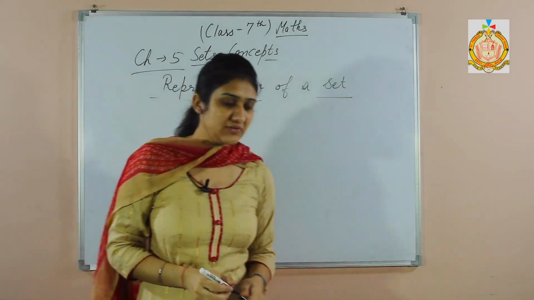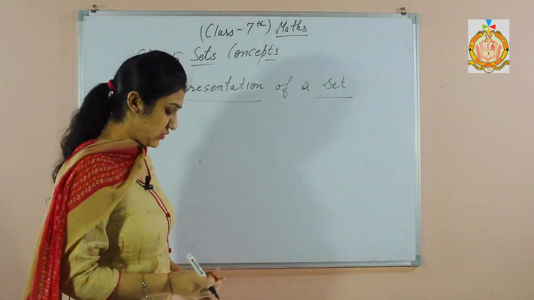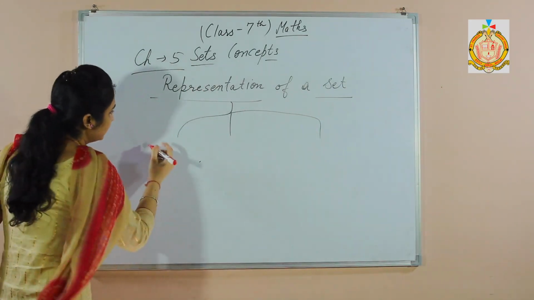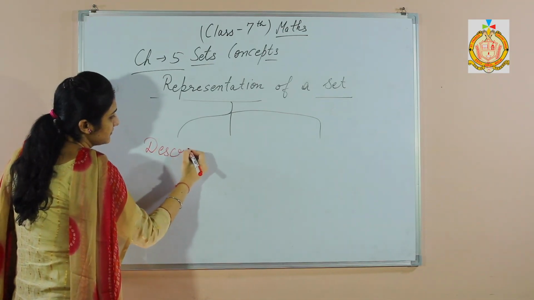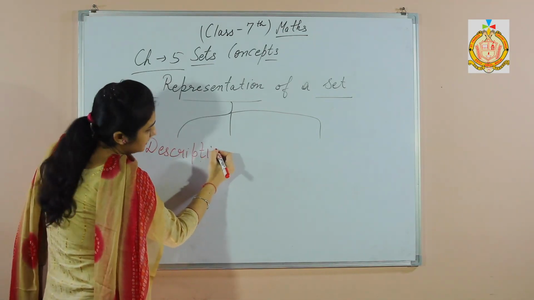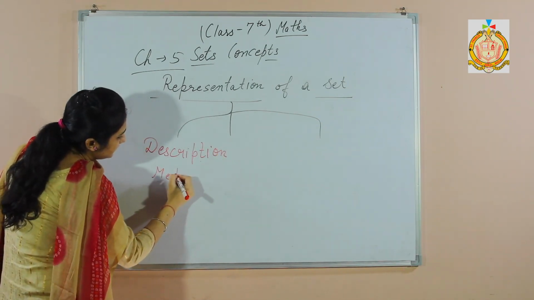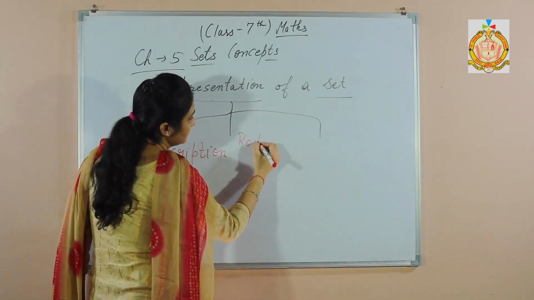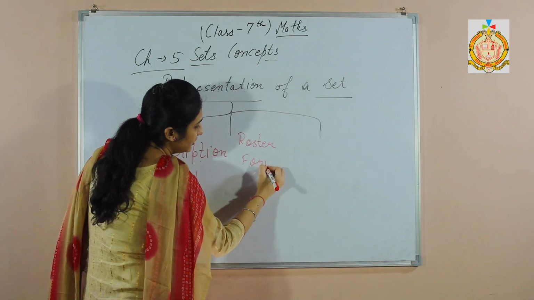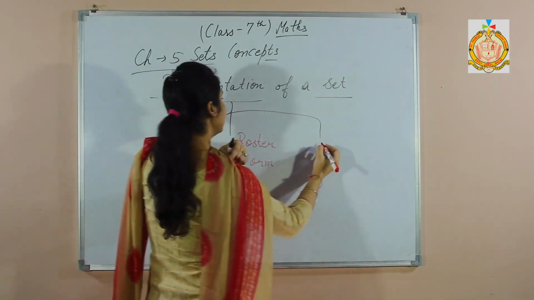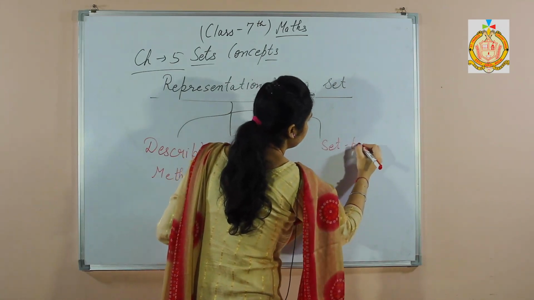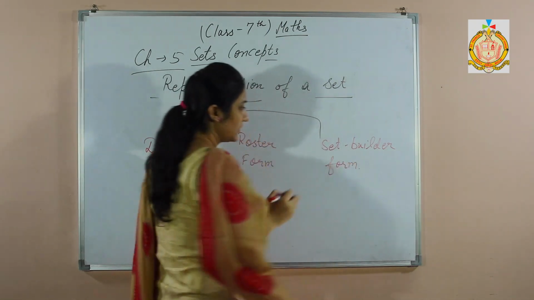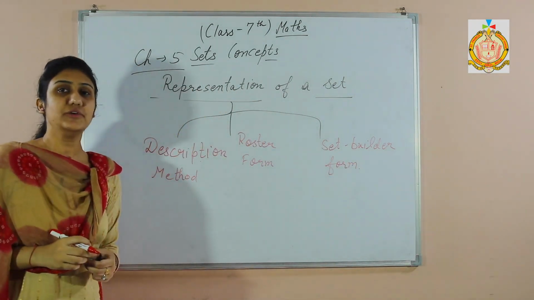Students, there are three methods by which we can represent a set. The first one is descriptive method, or description method. Next one is roster form. It is also called tabular form. And the third one is set builder form. Set builder form is also called rule method.